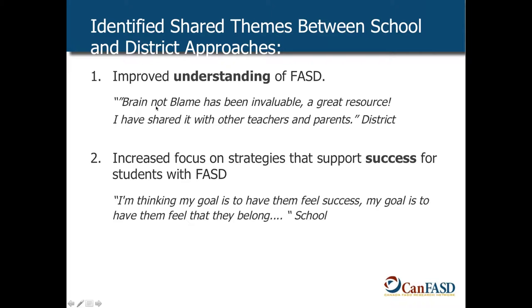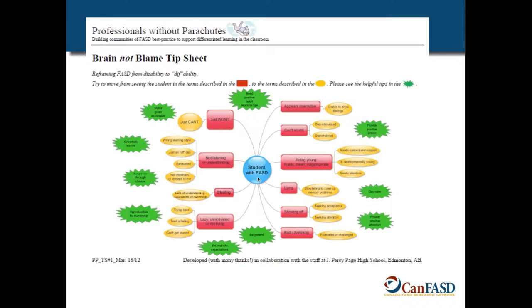Some of the key themes that emerged and some of the comments that came out of these approaches: there was an improved understanding of FASD, moving away from the ideas of blame towards understanding what actually the brain was doing and what was going on. We saw an increased focus on strategies that support success for students with an FASD. So not just reactive, what is wrong or how do I solve problems, but rather how do I create success was one of the biggest shifts in perspective that took place.